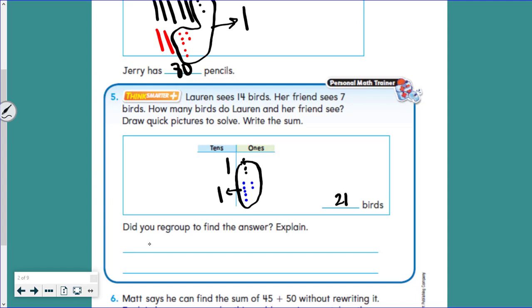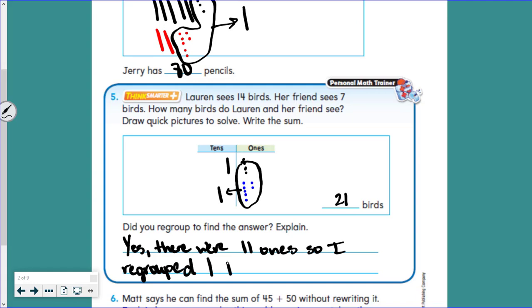And then the question says, did you regroup to find the answer? So hopefully you put yes as your answer. And then you can explain, yes, there were, how many ones did we have altogether? So that was 7, 8, 9, 10, 11. 11 ones. So I regrouped 1, 10. That's it. That's all you got to do.